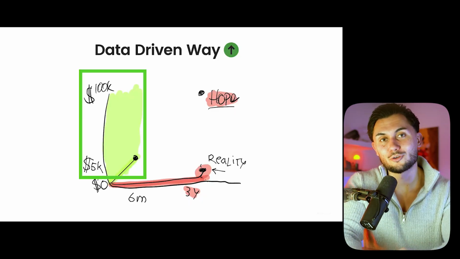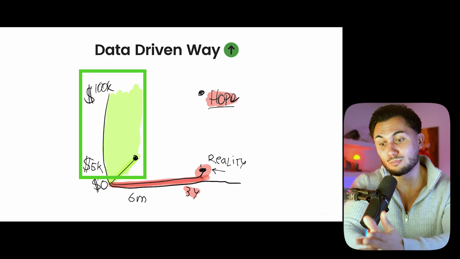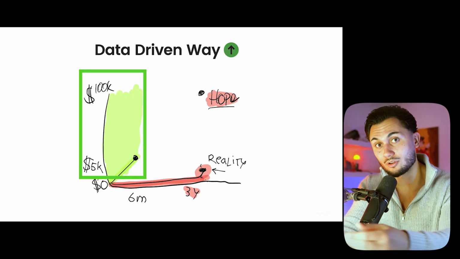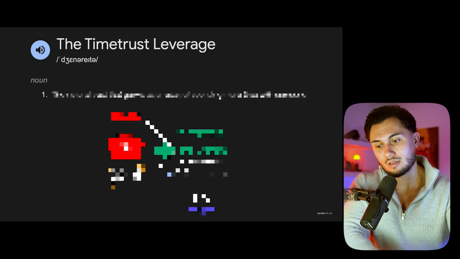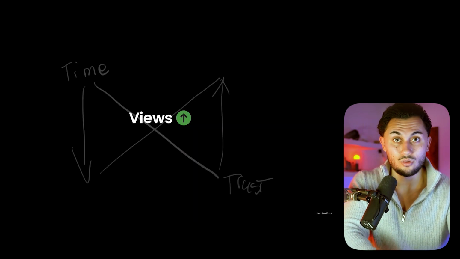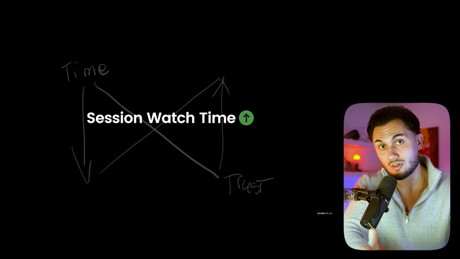Another thing that I found out is that you can find out based on data how to make more money on YouTube without AdSense, and that time, trust, leverage is actually more important than views, average view duration, and even session watch time for most people.